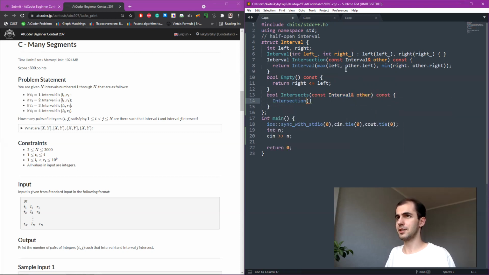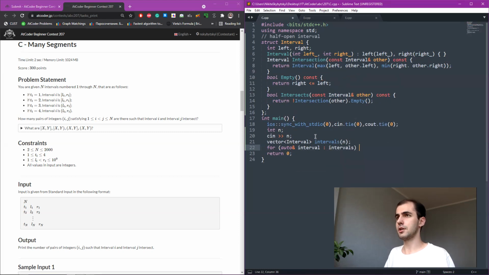So what we do is we say, hey, can you please take the intersection and check if it's empty? Check if it's non-empty. So just very nice. Obviously indentation can be improved, but that's irrelevant for our problem. What I'm going to do next is create a vector of intervals.